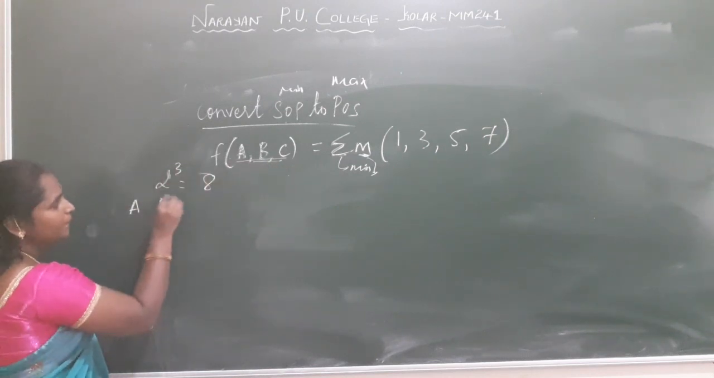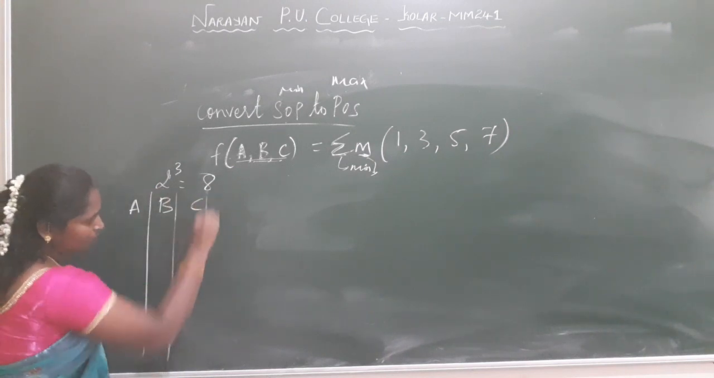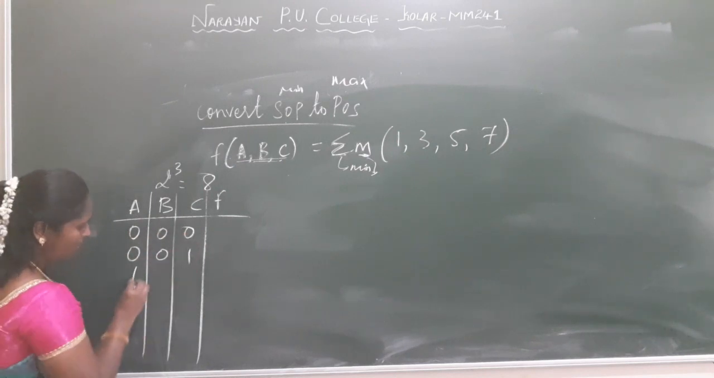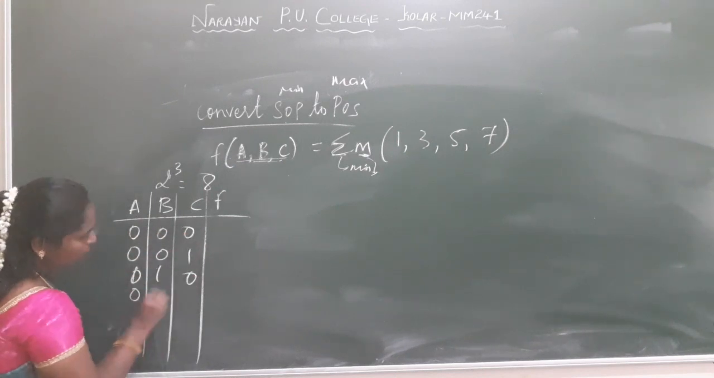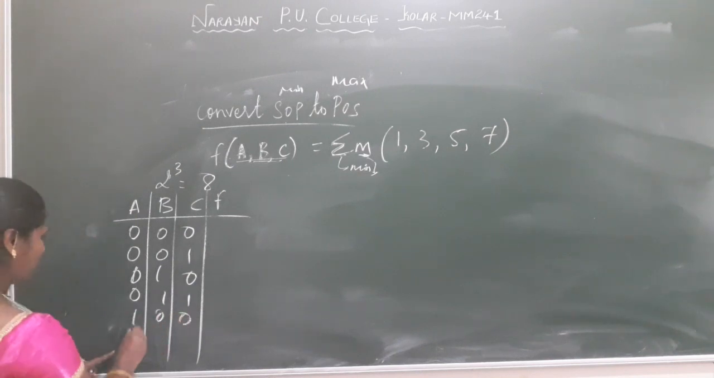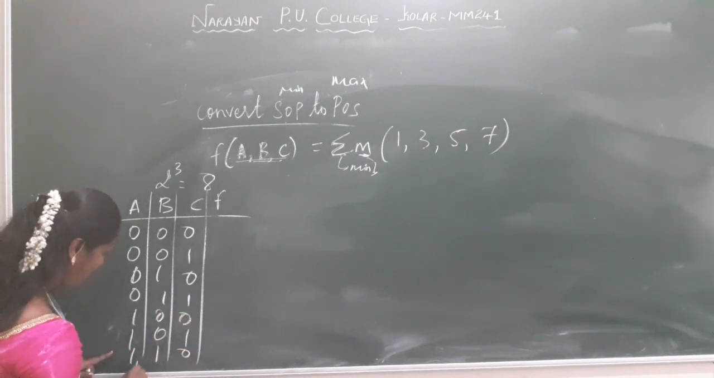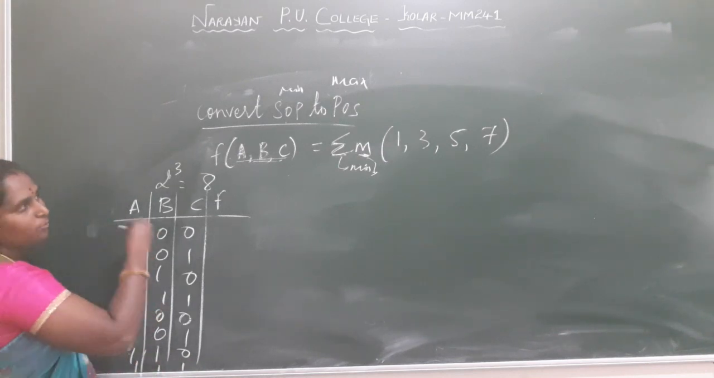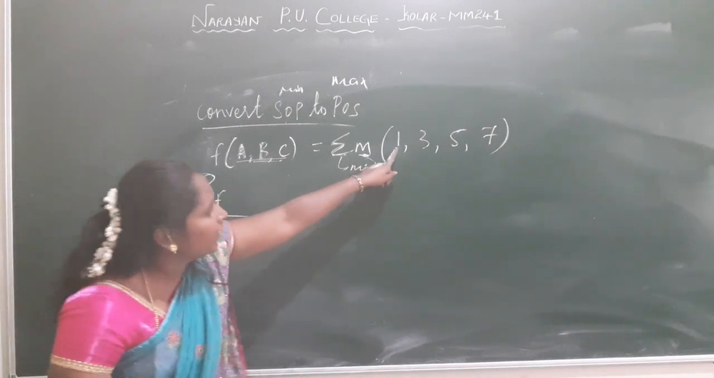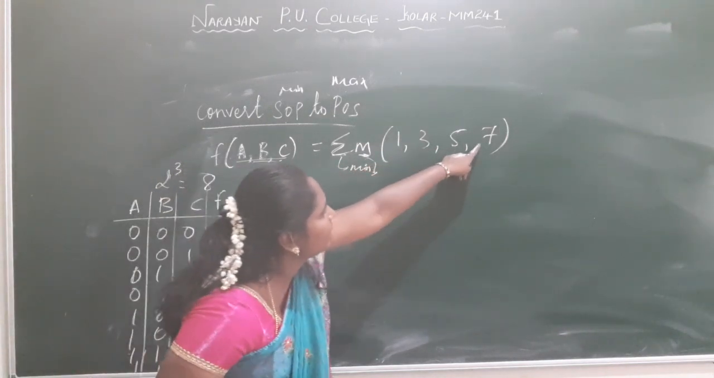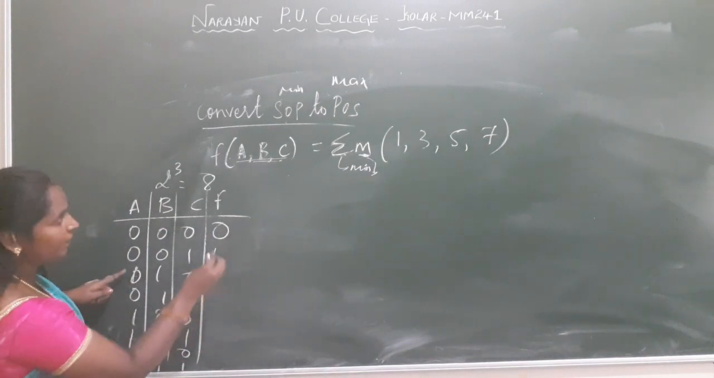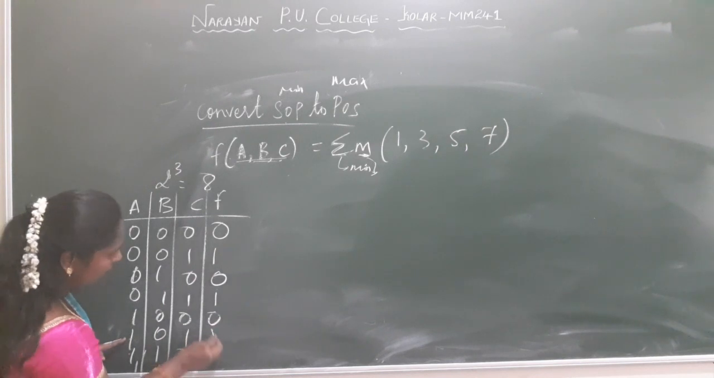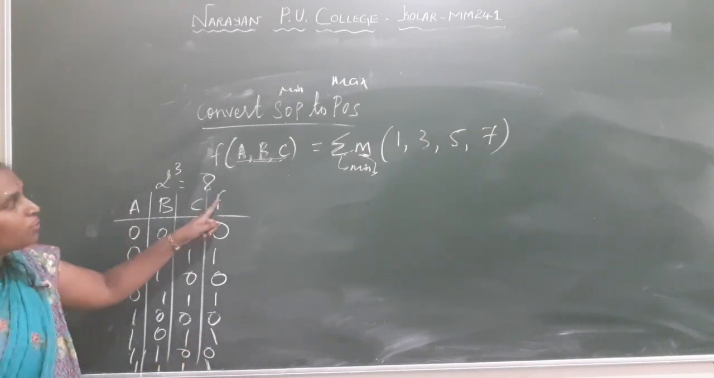That is a, b, c, and let my function be f. The combinations are 000, 001, 010, 011, 100, 101, 110, 111. Count and see: 1, 2, 3, 4, 5, 6, 7, 8. There are 8 possible input combinations. For the expression 1, 3, 5, 7 you have the output 1: so 0 gives 0, 1 gives 1, 2 gives 0, 3 gives 1, 4 gives 0, 5 gives 1, 6 gives 0, 7 gives 1. That is the output function they have given.